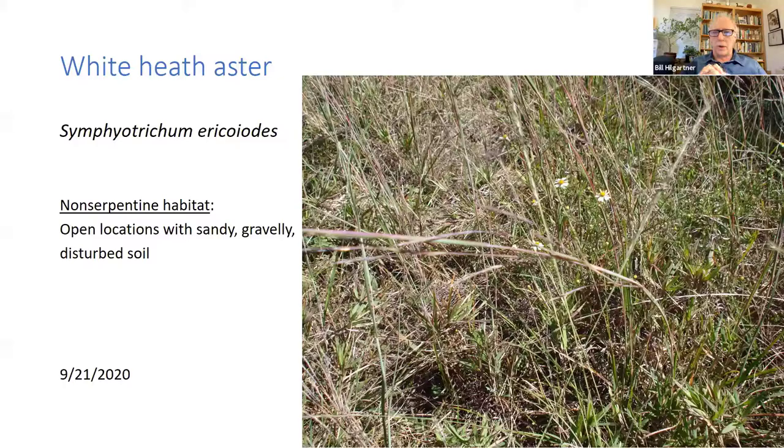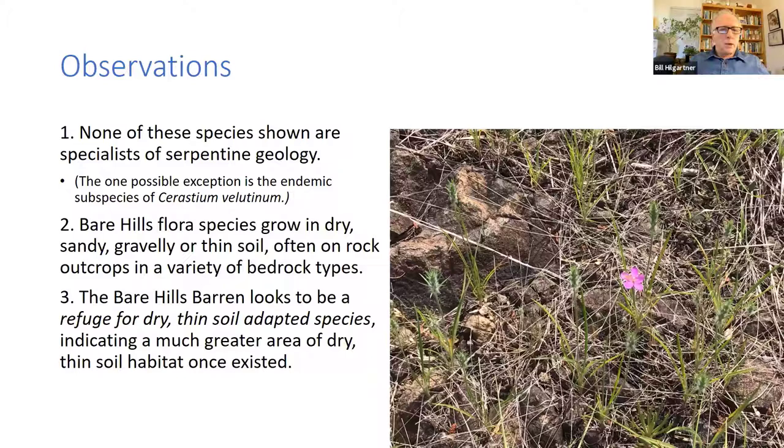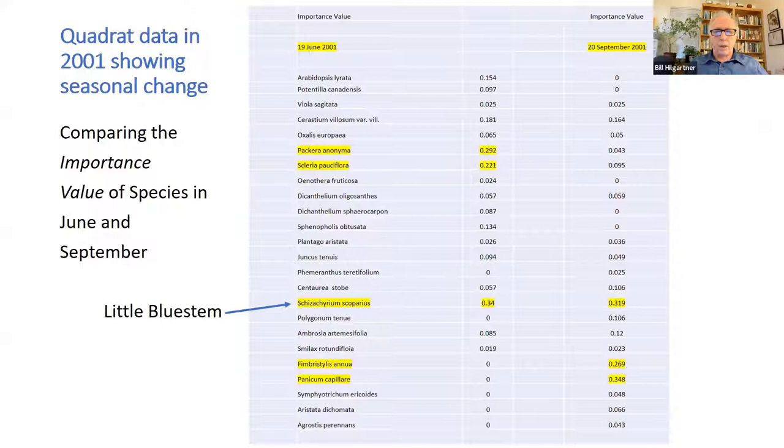So, observations worth noting here. None of these species shown are specialists of serpentine geology, with the possible exception of that endemic chickweed, Cerastium. The Bare Hills flora grow in dry, sandy, gravelly, or thin soil, often on rock outcrops in a variety of bedrock types. So that tells me that the Bare Hills Barrens looks to be like a refuge for dry, thin-soil adapted species, indicating that there may have been a much greater area of dry, thin-soil habitat throughout this part of the country, and that these are the remaining vestiges or refuges of these species. I'll come back to that in a second.